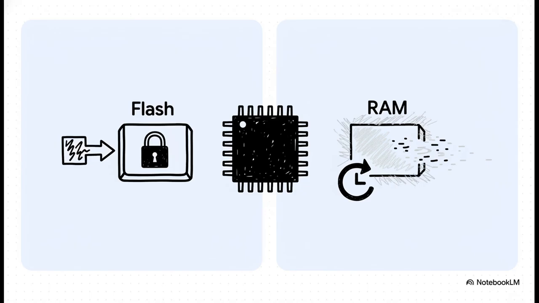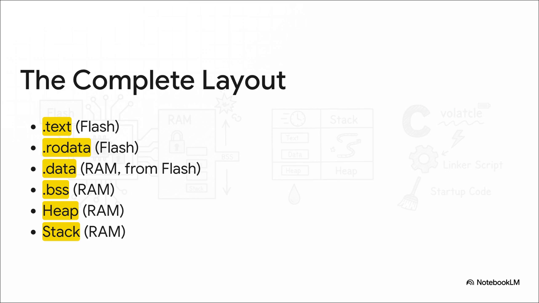Okay, first things first, the absolute basics. A microcontroller has two main kinds of memory. You've got flash, which is non-volatile. Think of it like a book. Even if you close it and turn the power off, the story is still there. Then you have RAM, which is volatile. This is more like a whiteboard. It's your program's temporary workspace. But as soon as the power goes out, poof, it's wiped clean. So let's take a tour of that map.